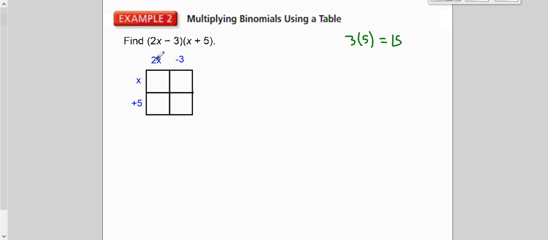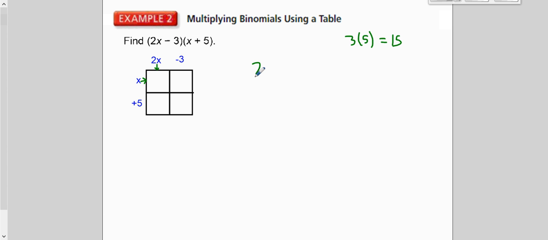Okay, so here we go. We do a 2x above this column and a minus 3 above this column, and then an x over here and the plus 5 here. It's kind of like a Punnett square in science, if you've ever done one of those. So what we do is the 2x and the x, we multiply those 2 together and we put it in this box.